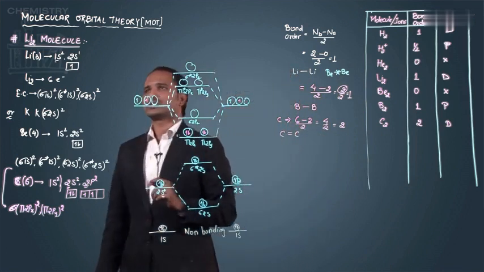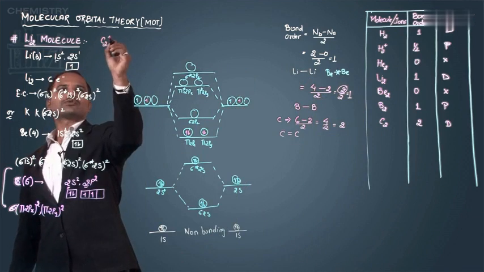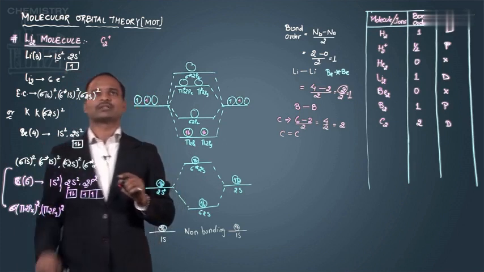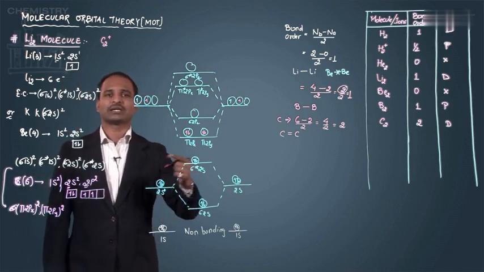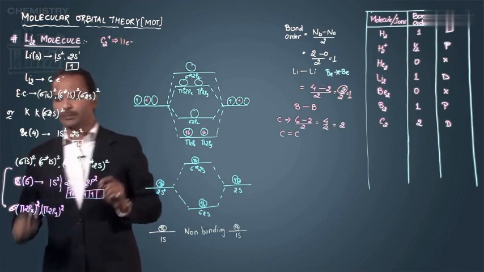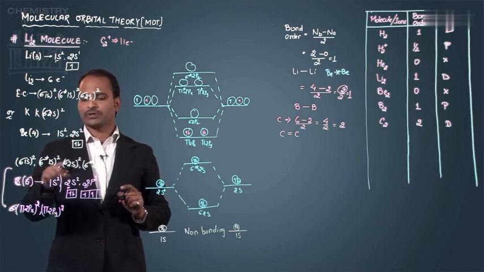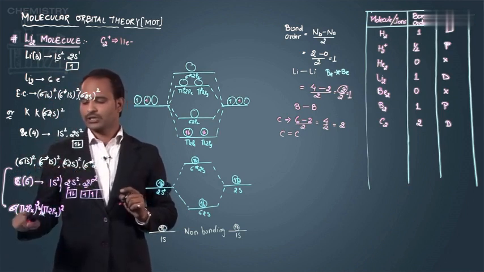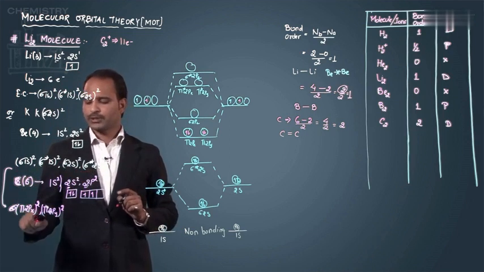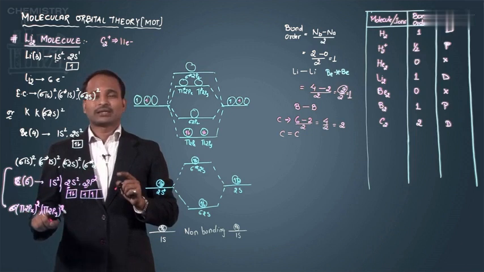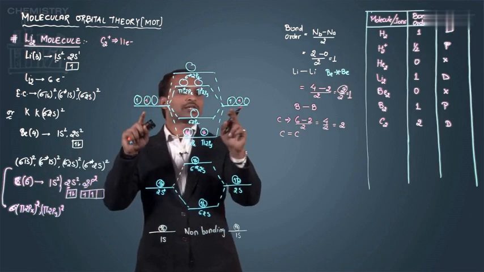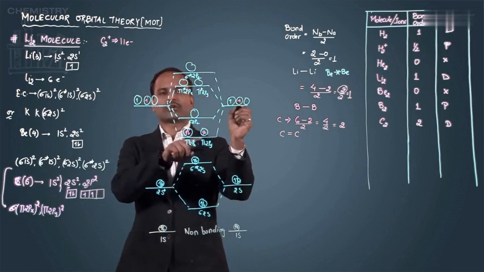Suppose there is a C2 plus ion, then what will happen? Total electrons in carbon are 12, but if it is C2 plus, that means 1 electron is lost. So instead of 12, there will be only 11 electrons. So the configuration will be sigma 1s2, sigma star 1s2, sigma 2s2, sigma star 2s2, sigma 2px and sigma 2py. 2, 2, 4, 2, 8 plus 2 is 10. Then only 1 electron is left, which means it will be unpaired. So C2 plus will have 1 electron less.